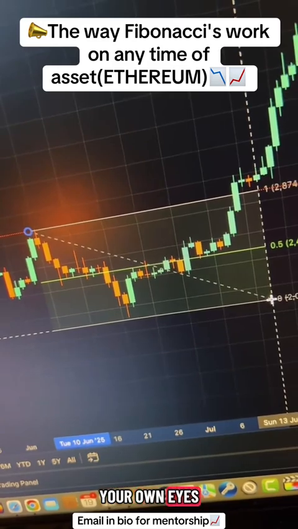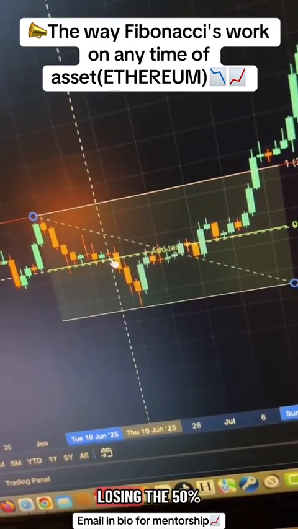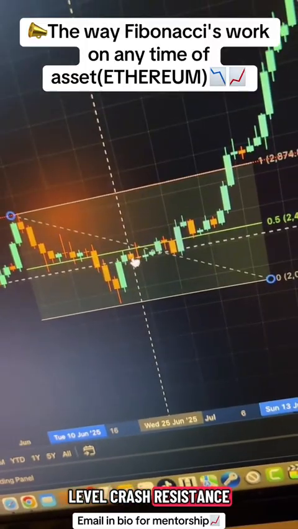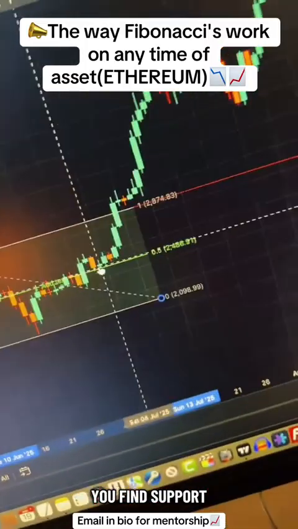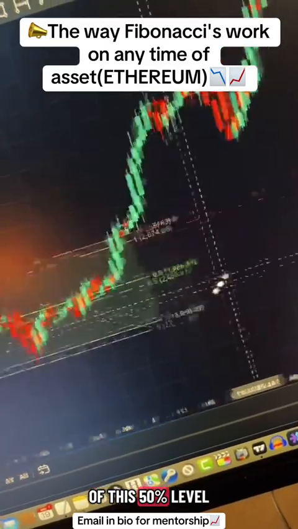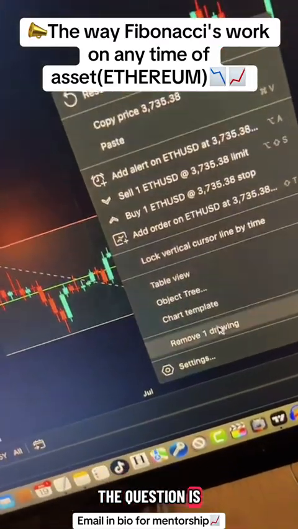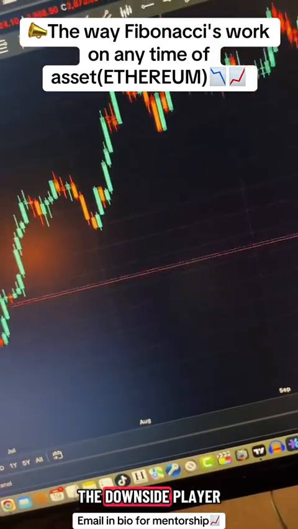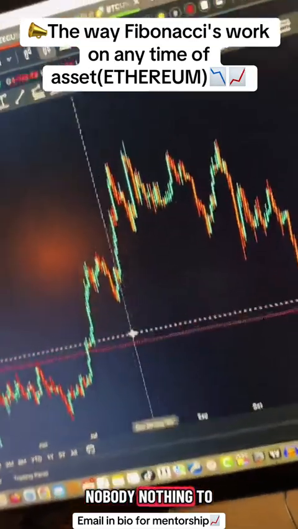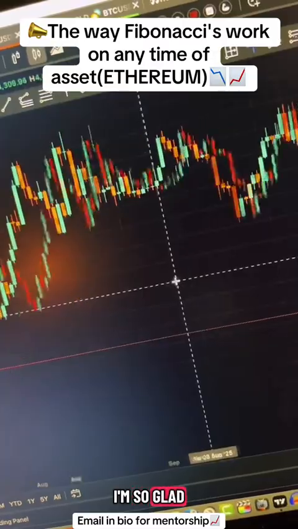Do you see it with your own eyes? This is you losing the 50% level: crash, resistance, resistance, resistance. When you find support on the top side of this 50% level, isn't that going to go rocketing up? The answer to the question is absolutely yes. Well, what about to the downside, player? You ain't showing nobody nothing to the downside. Well, I'm so glad you said that.